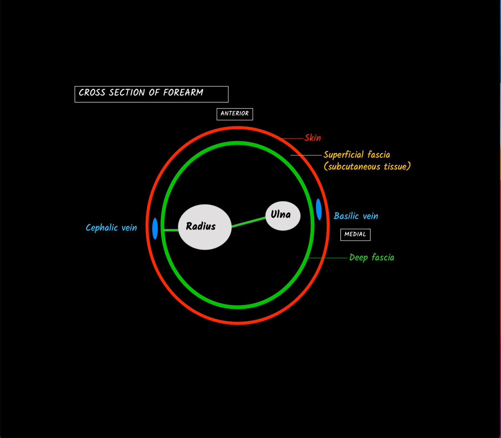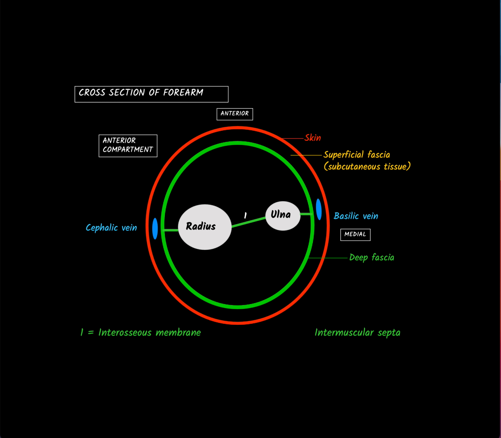And then you can see that there is an intermuscular septum which divides my forearm into an anterior and a posterior compartment, and in between these two bones, the radius and ulna, this number 1 is my intraosseous membrane.